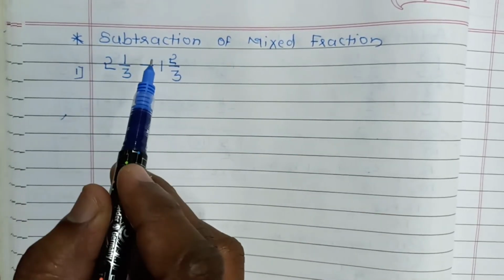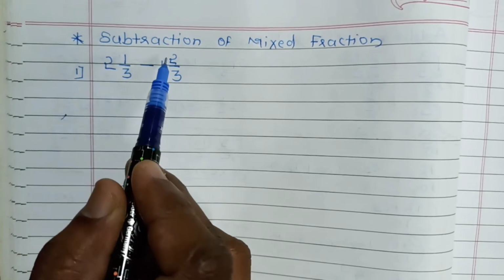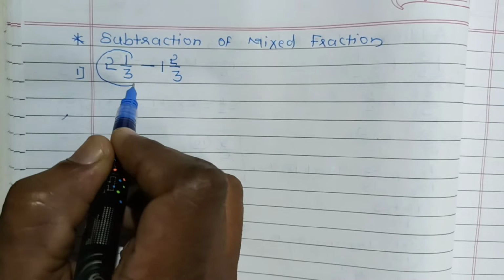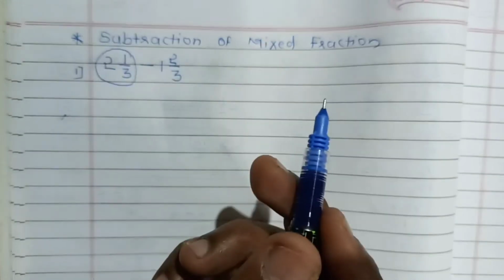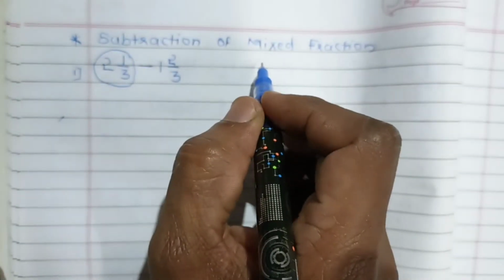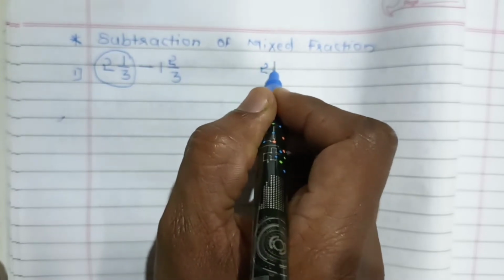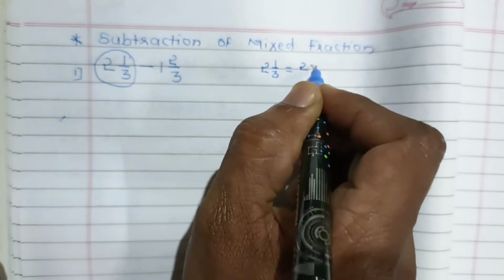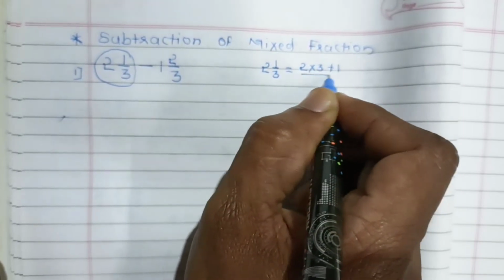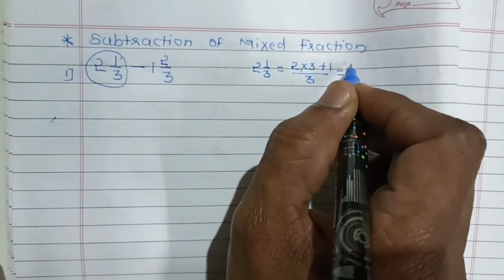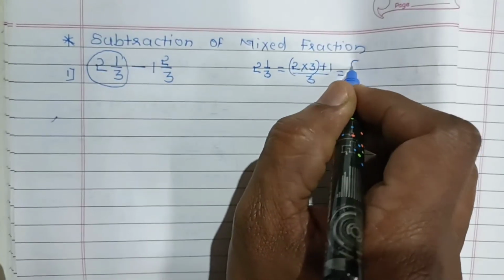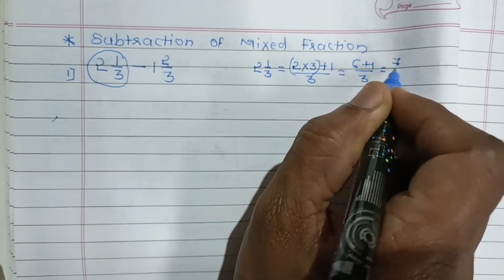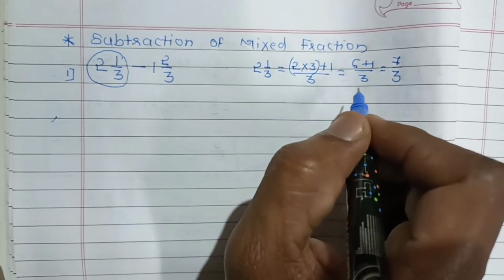Now let us solve the second one, that is subtraction of mixed fraction. So these are the two mixed fraction given here, 2 into 1 upon 3 and 1 into 2 upon 3. So first what you have to do? You have to do the conversion of this mixed fraction to improper fraction. So how to do the conversion here? 2 into 1 upon 3 is equal to 2 multiplied by 3 plus 1 divided by 3. So 2 3s are 6 plus 1 divided by 3. 6 plus 1 is how much? 7 upon, and this is 3.